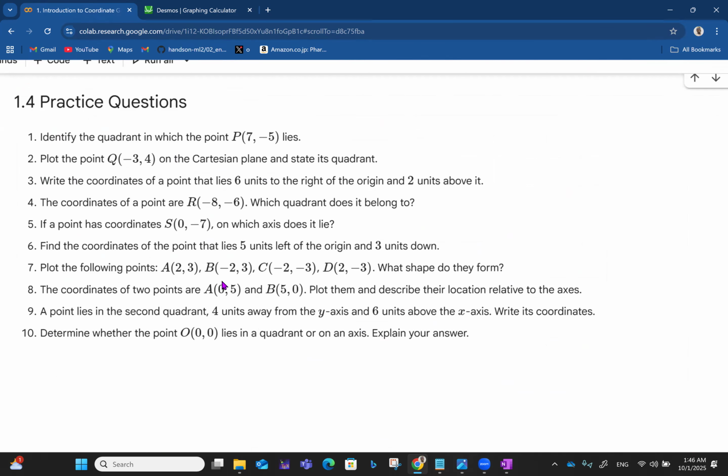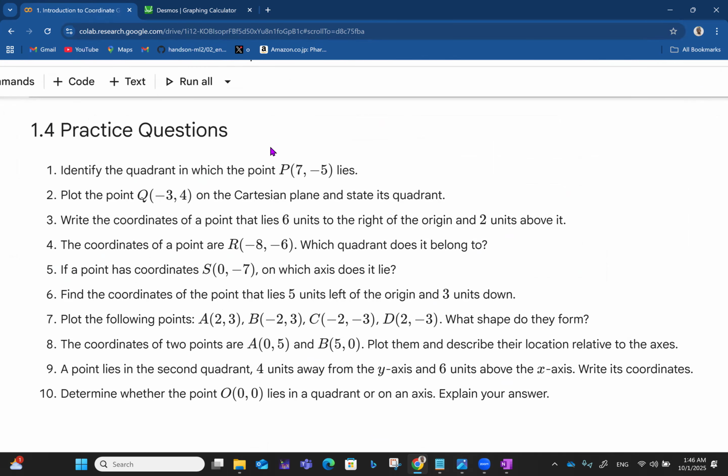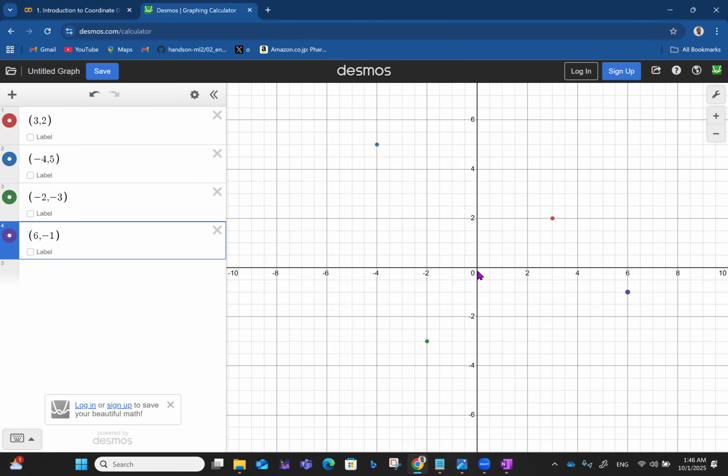So, of course, this is just an introduction. You can begin to now try this. You can say, identify the quadrant in which 7, minus 5 lies. Of course, X is positive, Y is negative. That should be the fourth quadrant, right? So if this is the origin, if x is positive, this here, y is negative. So that would be this fourth quadrant in that case.